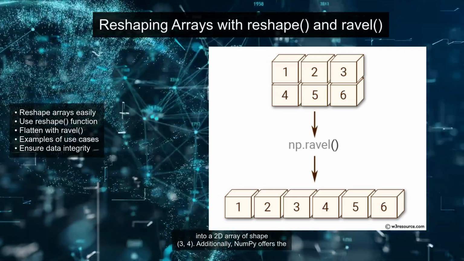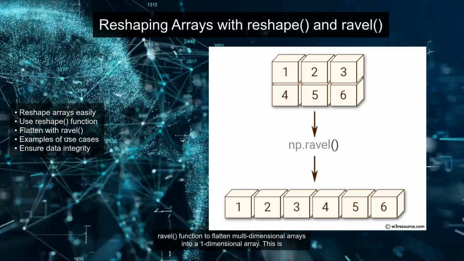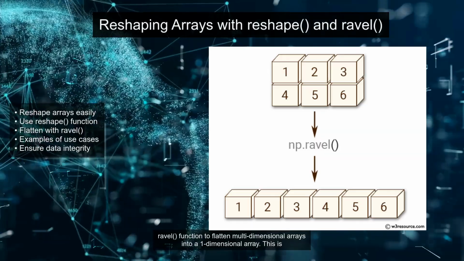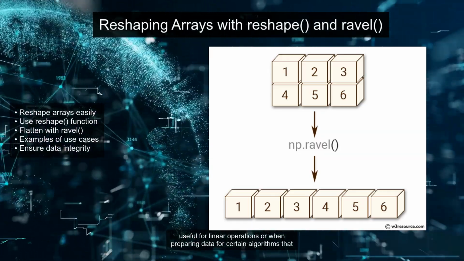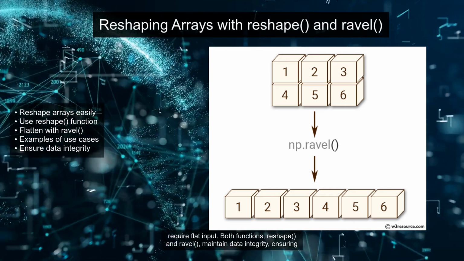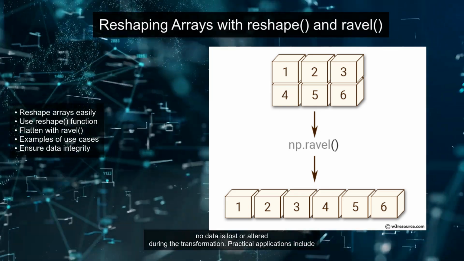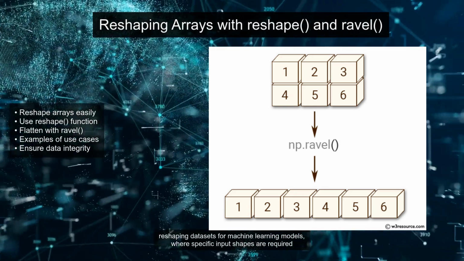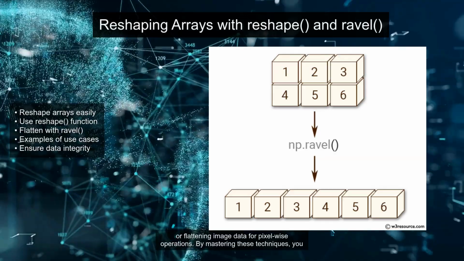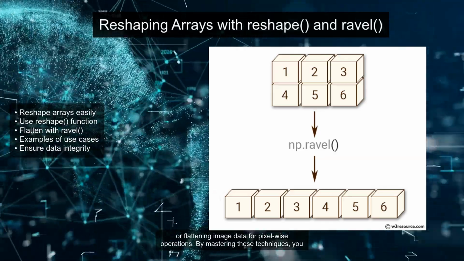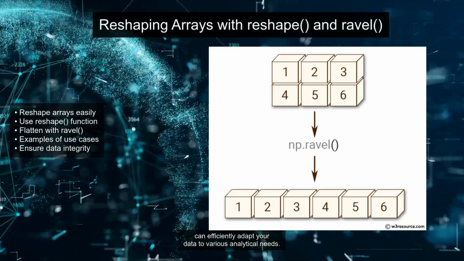Additionally, NumPy offers the ravel function to flatten multidimensional arrays into a one-dimensional array. This is useful for linear operations or when preparing data for certain algorithms that require flat input. Both functions, reshape and ravel, maintain data integrity, ensuring no data is lost or altered during the transformation. Practical applications include reshaping datasets for machine learning models, where specific input shapes are required, or flattening image data for pixel-wise operations. By mastering these techniques, you can efficiently adapt your data to various analytical needs.